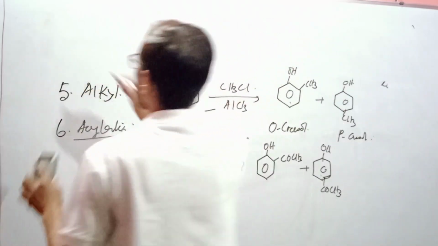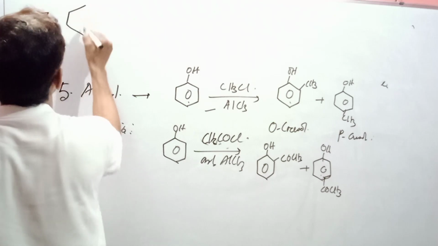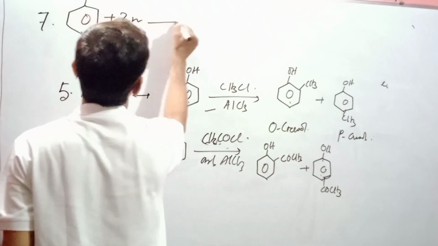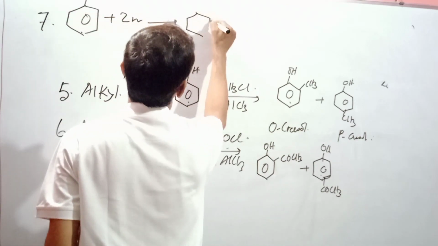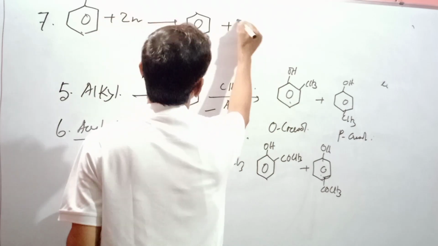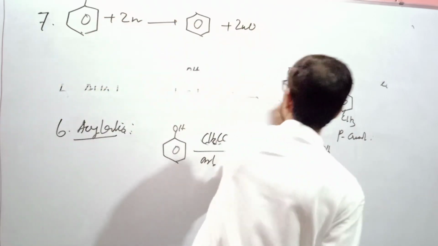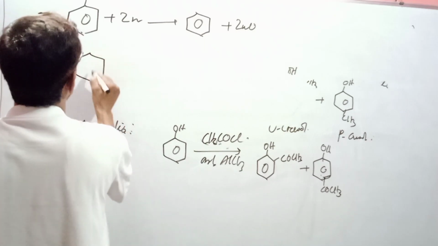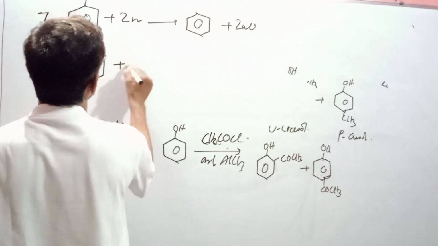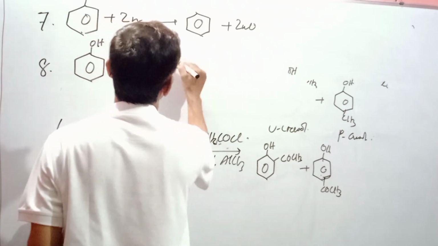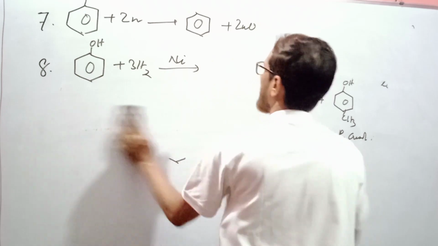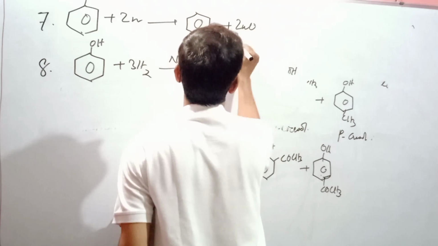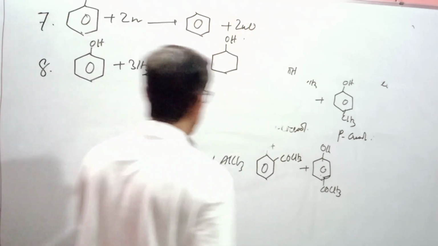And number 7, when phenol reacts with zinc, we get benzene and zinc oxide. Number 8, when phenol is made to react with hydrogen in the presence of nickel, it gets cyclohexanol.